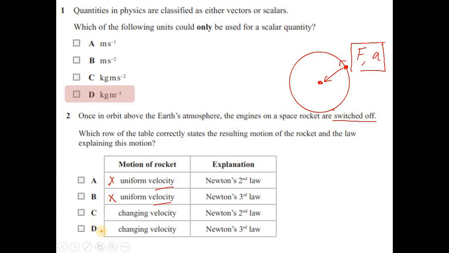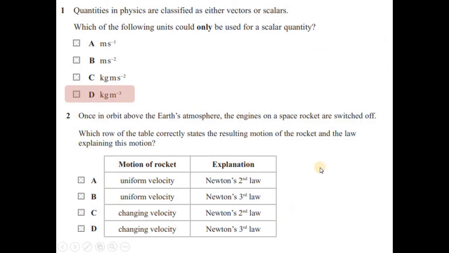So in options C and D, in both we have change in velocity, but we don't have any Newton's third law in this motion of the rocket. So the motion of the rocket in the orbit is due to Newton's second law. So option is C. Remember, Newton's third law is applied when you find some action-reaction forces, or Newton's third law pair of forces.